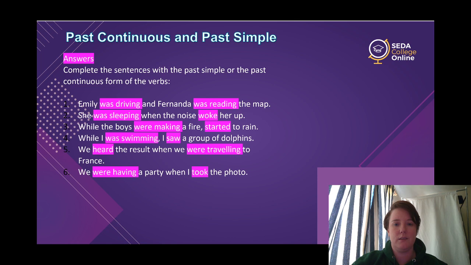Okay, so let's see how you got on. Number 1: Emily was driving and Fernanda was reading the map. They're two continuous actions, okay? They're two continuous actions because they're happening at the same time. One didn't happen suddenly and the other didn't happen suddenly. They're both happening at the same time. So that's why I can use past continuous.